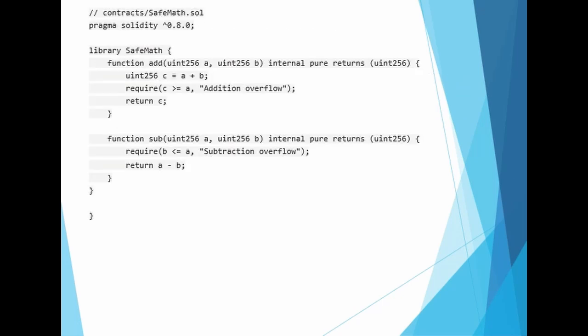In this code, we see functions in the SafeMath library. The add function will throw an error if the uint c is lesser than a. The subtract function takes two uints, a and b, and returns a minus b only if b is lesser than or equal to a. Otherwise, it will throw a subtraction overflow error.